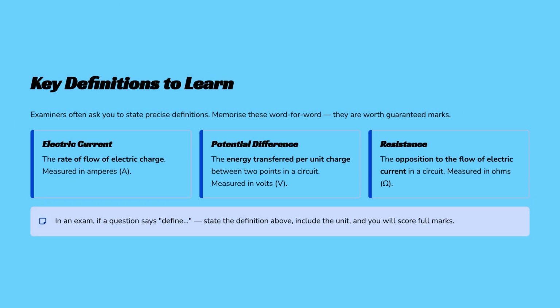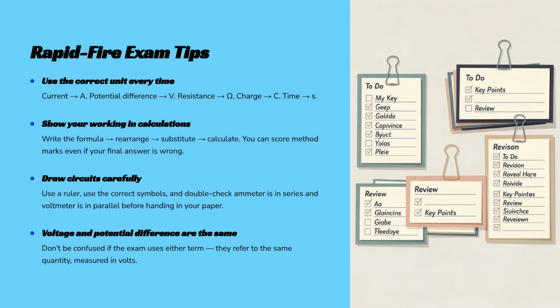VI graphs reveal how a component behaves. A straight line through the origin confirms constant resistance and Ohm's law compliance. A curved line indicates non-ohmic behavior, where resistance changes, such as in a warming filament lamp. You will often be asked for precise definitions in your exams. Be sure to memorize the definitions for current as the rate of flow of charge, potential difference as energy per unit charge, and resistance as the opposition to current.